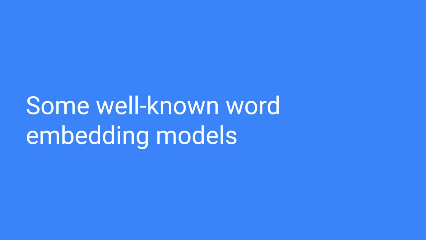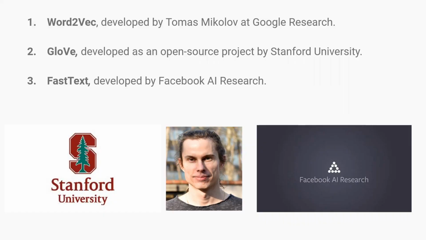Now we can get into exploring some well-known word embedding models. Some of the most famous ones which you must have heard of are Word2Vec, which was developed by Dr. Tomas Mikolov at Google Research; GloVe, which was developed as an open source project by Stanford University; and FastText, developed by Facebook AI Research.